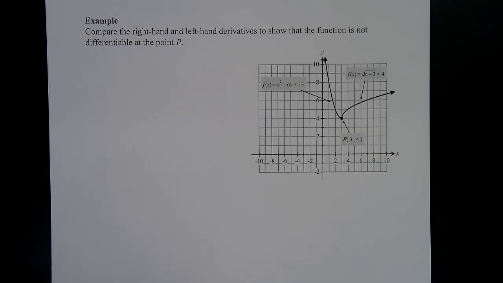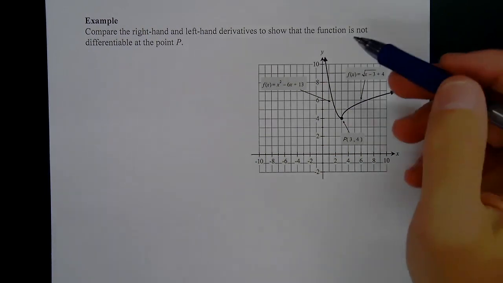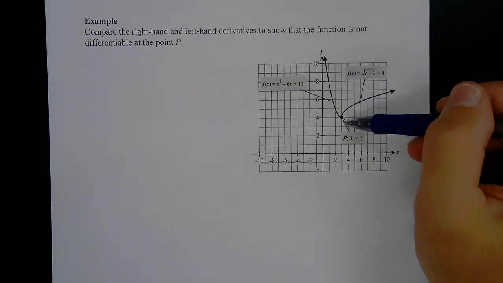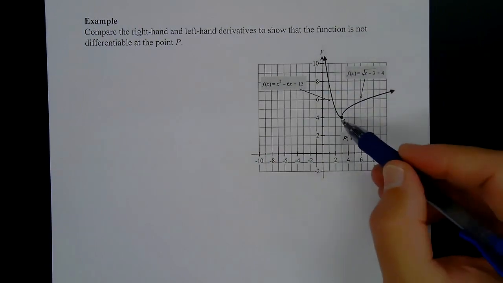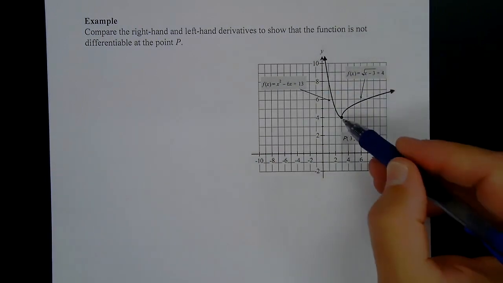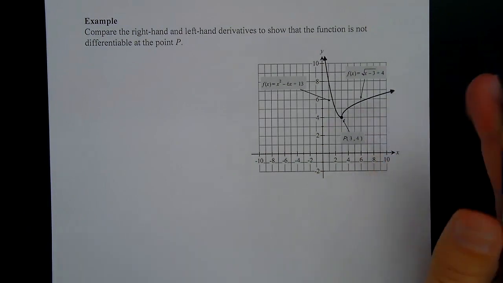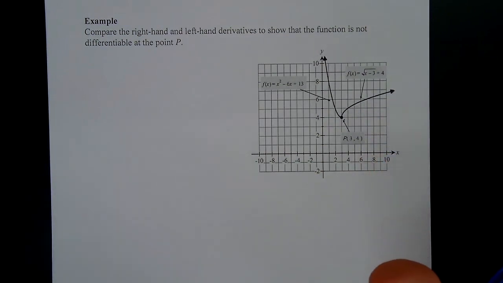Looking at this problem, here's a function. It's made up of two different pieces. I haven't written it as a piecewise function, but it could be. To the left of x equals 3, it's this parabola or quadratic function, and to the right, it's the square root function, and they're connected right here, so it's continuous.